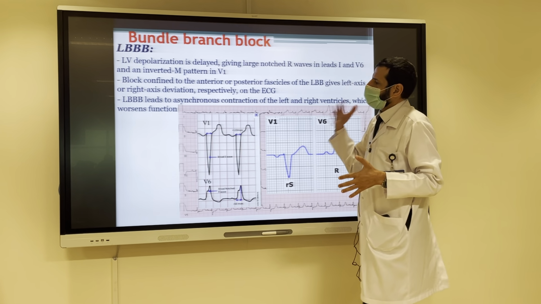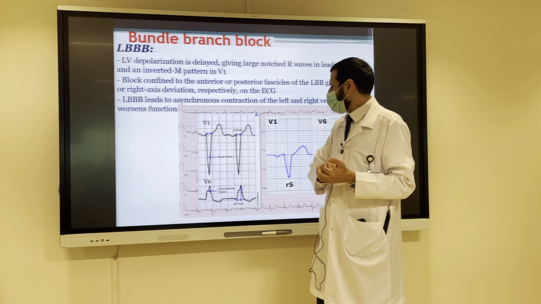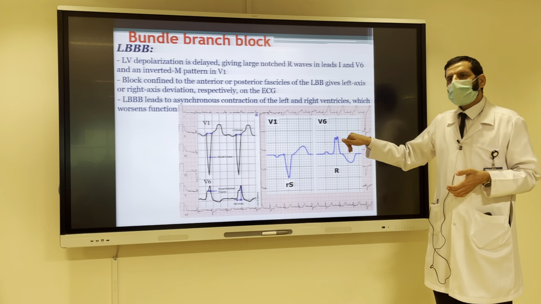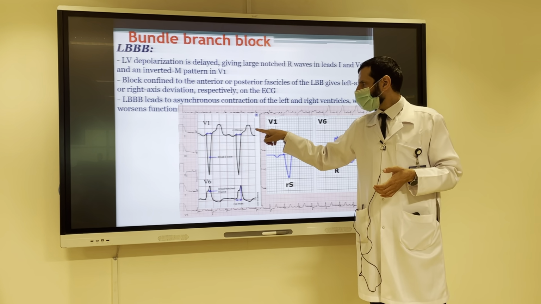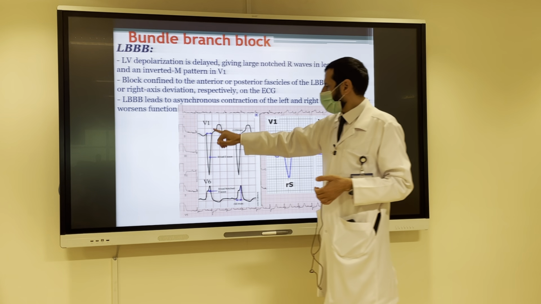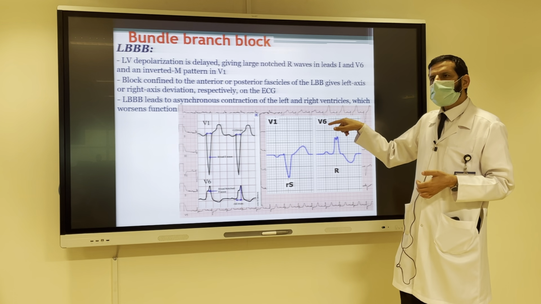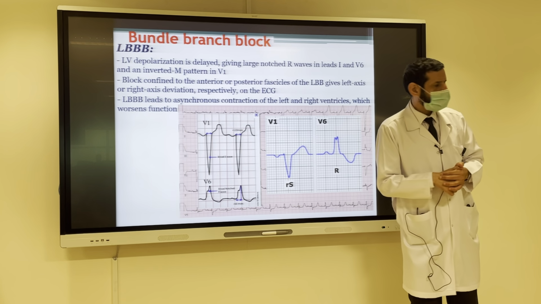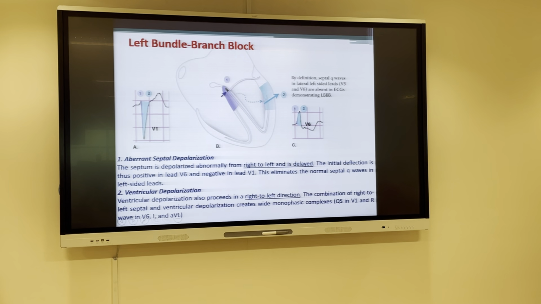Number two, the activation at the end is away from V1, so we will have a deep S wave in V1. It is towards V6, so we will have a positive R wave in V6. So if you see that morphology, wide QRS complex, small r and deep S in V1, RSR in V6, we are dealing with left bundle branch block. So in bundle branch block, we look at V1 and V6. This is the typical example.